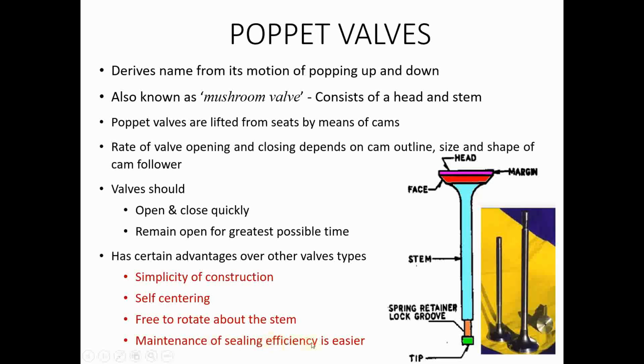And maintenance of sealing efficiency is greater, because sealing efficiency means once the valve is closed, at the inlet valve, air should not get in, and at the exhaust valve, the exhaust gases or the air that is remaining inside the engine should not go out. So high sealing efficiency is needed to produce the required compression ratio and also to maintain the efficiency. All this can be achieved easily by means of poppet valves, and that is why it is preferred.